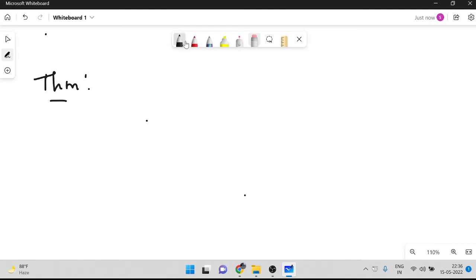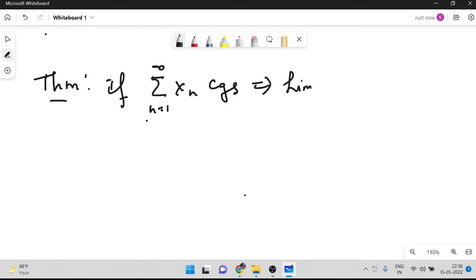So if the series sigma n equals 1 to infinity xn converges, it implies the limit as n tends to infinity of xn should be 0. Okay, I won't be proving this theorem robustly. It's kind of easy. It's a corollary of the previous theorem.